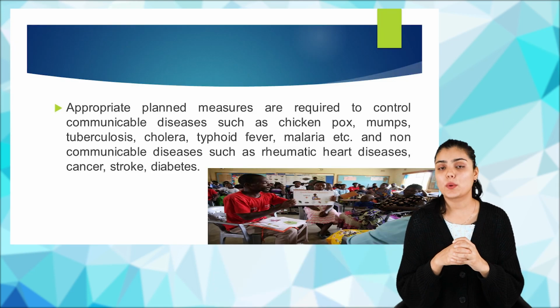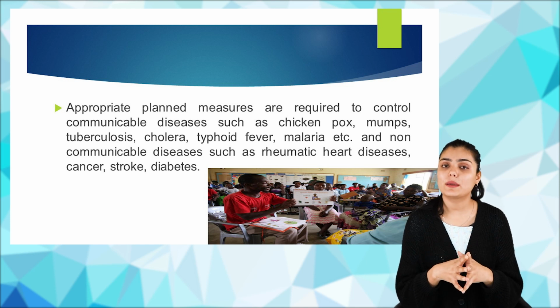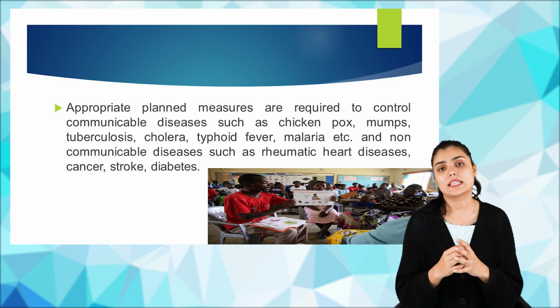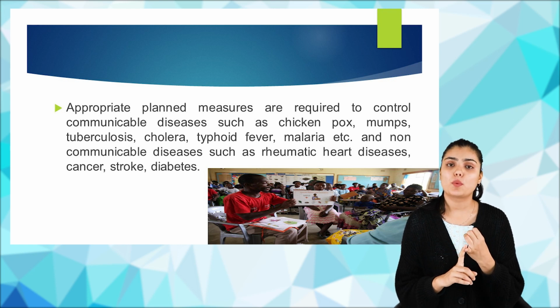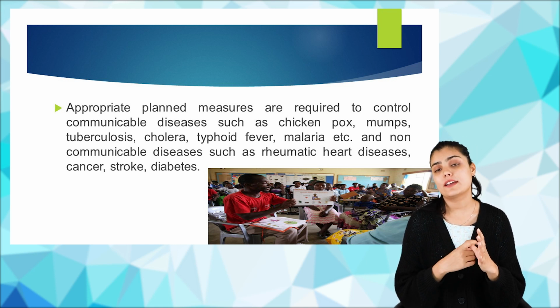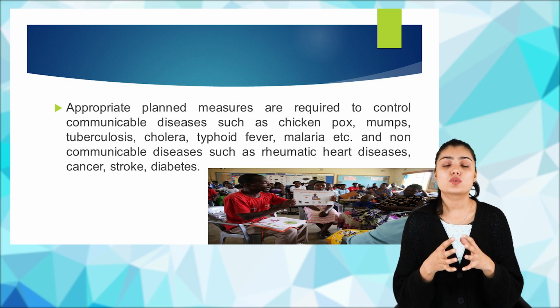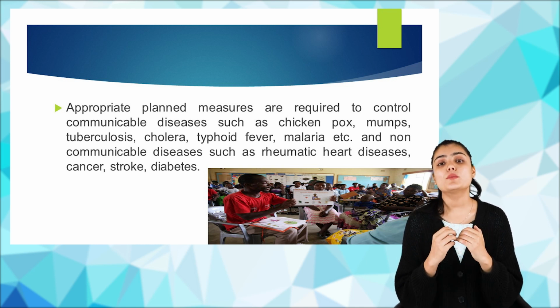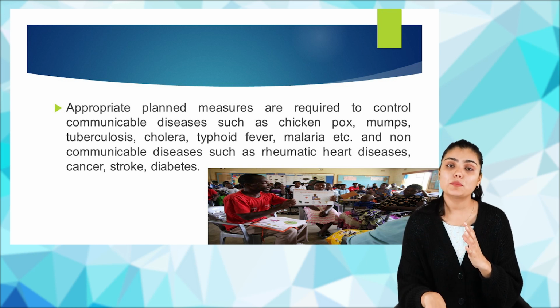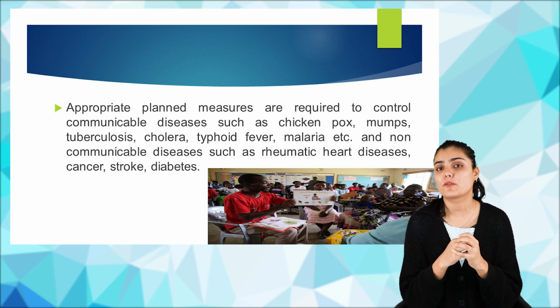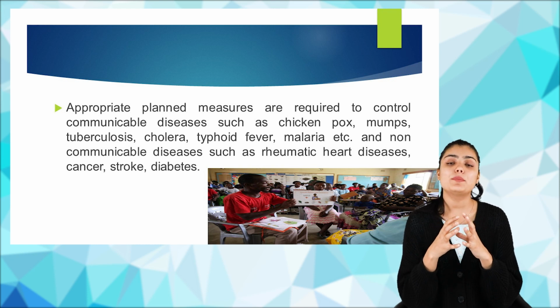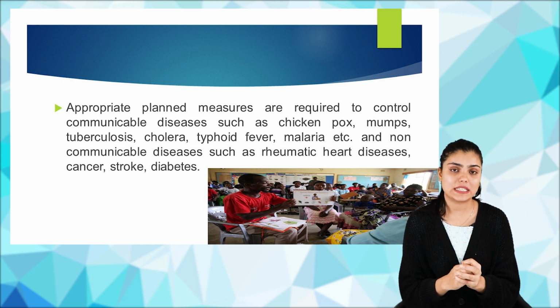The next one is, as I said, establishing responsibility for health. Appropriate planned measures are required for the control and prevention of communicable diseases as well as chronic diseases. Communicable diseases include chickenpox, mumps, tuberculosis, cholera, and typhoid, and various chronic or non-communicable diseases such as cancer, diabetes mellitus, stroke, and various heart diseases. To make sure that these diseases do not cause harm to the community, we have to make sure as healthcare professionals that people are educated and have enough knowledge regarding these kinds of diseases.